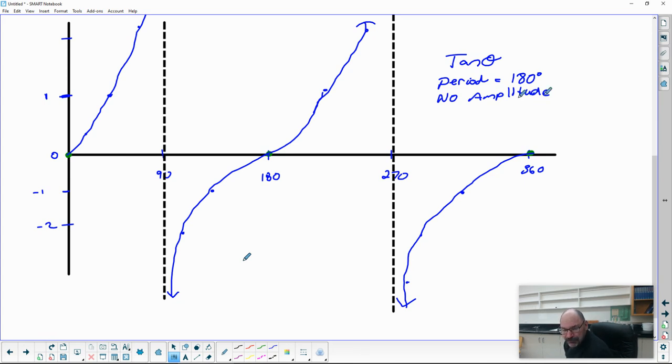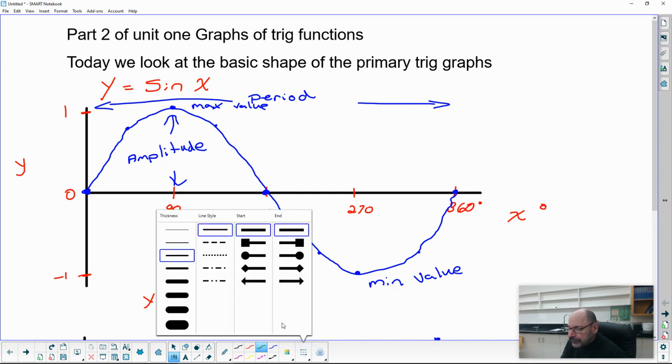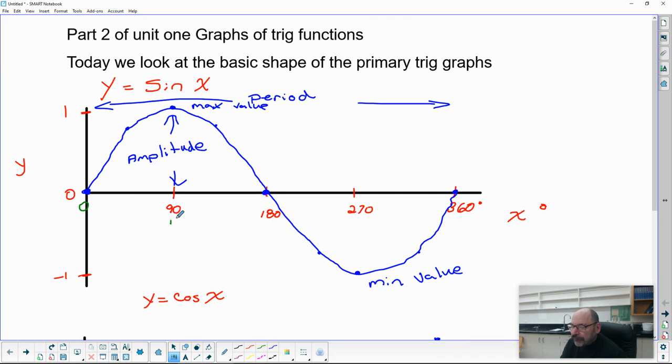So there's our three basic graphs of sine, tan, and cosine. Sine and cosine are related. Tan is not. So let's do a little bit of a summary of each of these. Now, if I were to go back in here and look at each of these graphs, and if I were to put in radian measure, you could just say that this is 0, this is pi over 2, this is pi, this is 3 pi over 2, and this is 2 pi.